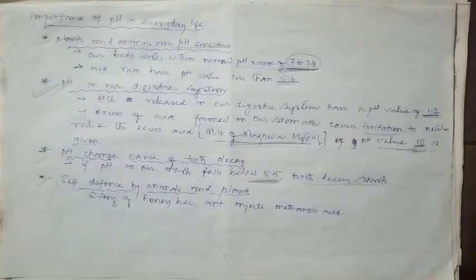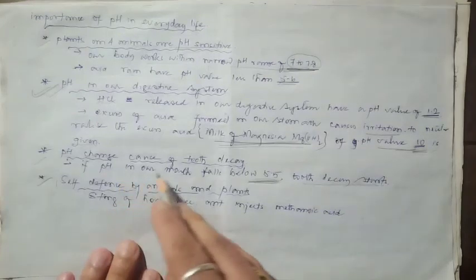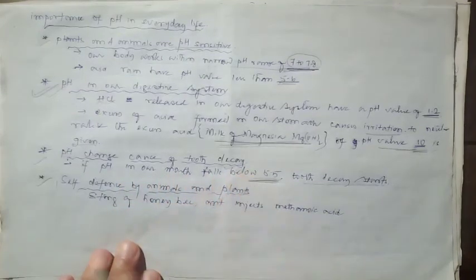So after the consumption of food containing sugar, we must brush our teeth with a basic toothpaste. The base in the toothpaste neutralizes the acids formed in our mouth and prevents tooth decay. So that's about pH as a cause of tooth decay.